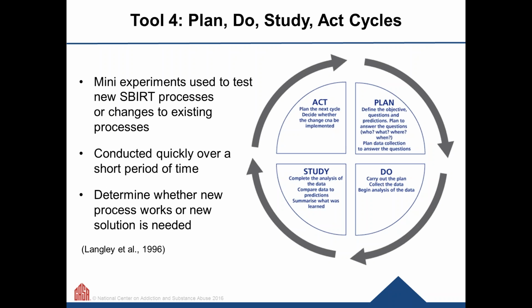So the plan, you're really defining what the objective is. What are your questions? What do you want to try out? And also planning how you're going to collect data to figure out if it worked. The do part of this is carrying out the plan and then collecting the data that you planned to collect. Study, you take a look at, what did you find? What does the data look like? And then act is, do you need to plan another cycle? Maybe this didn't work how you hoped it would work. Maybe you need to make some tweaks. Or, is this something that's worked out well and you want to keep? And then how do you make this part of your normal practice?